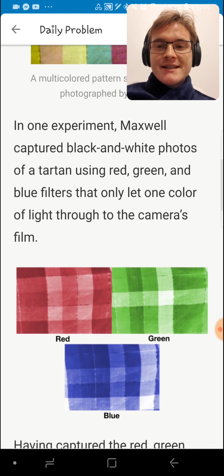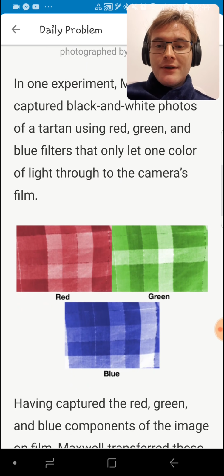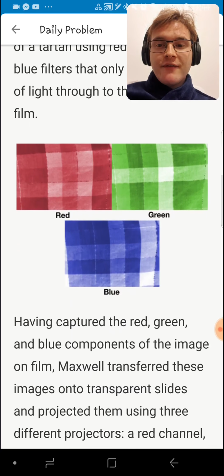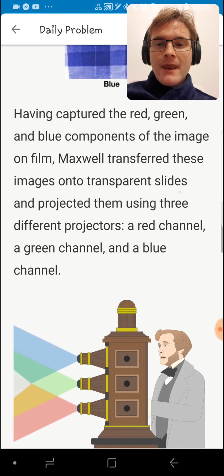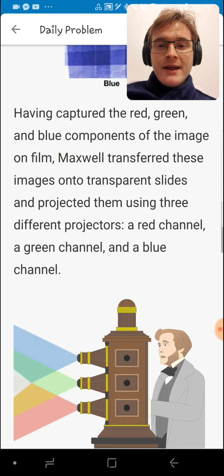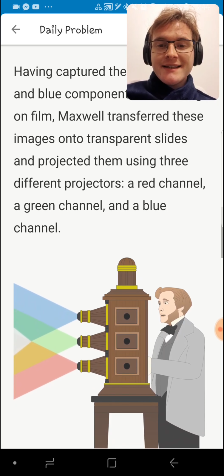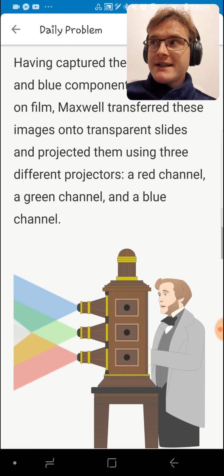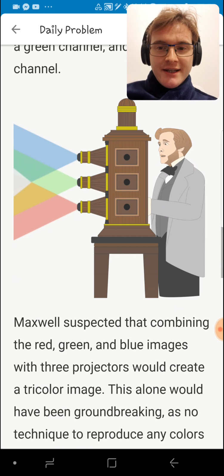In one experiment, Maxwell captured black and white photos of a tartan using red, green and blue filters that only let one colour of light through to the camera's film. Do we see tartan, red, green and blue? Having captured the red, green and blue components of the image on film, Maxwell transferred these images onto transparent slides and projected them using 3 different projectors. A red channel, a green channel and a blue channel, and we see that there.